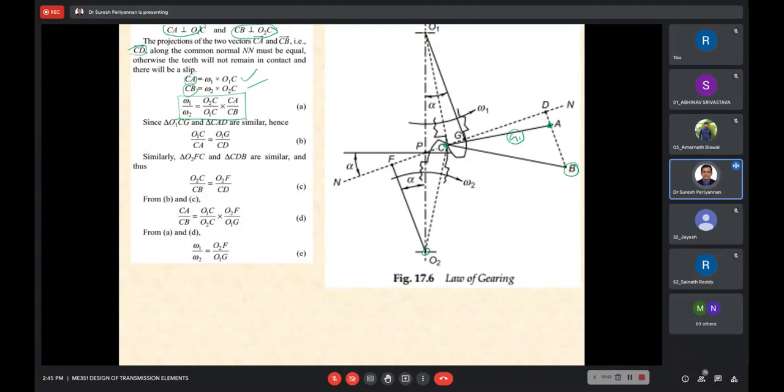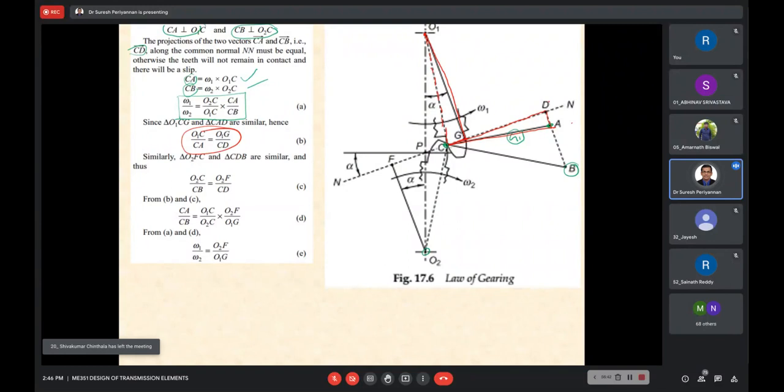Now, I'm taking similar triangles here. First, I'm taking this similar triangle O1CG. This is point G. This triangle and this triangle are similar triangles with respect to gear 1. From O1CG and CAD, these are similar triangles.